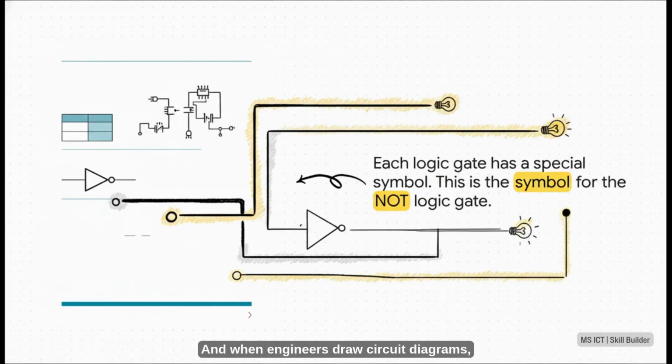And when engineers draw circuit diagrams, this is the symbol they use. It's a simple triangle with a little circle on the end. That circle is the key. It always means invert, or NOT.